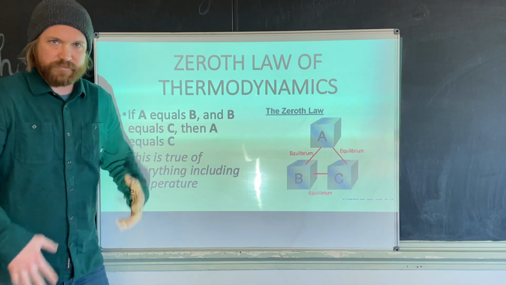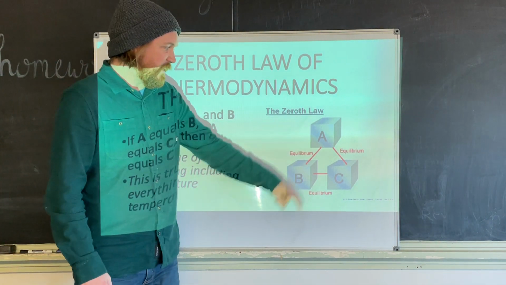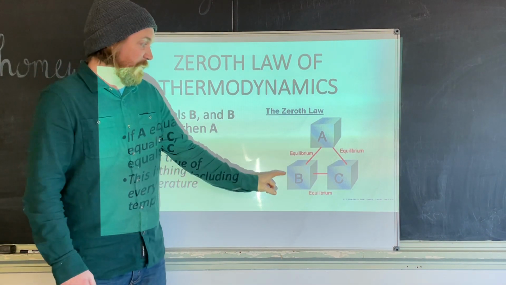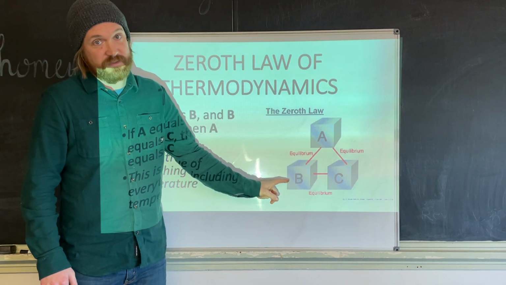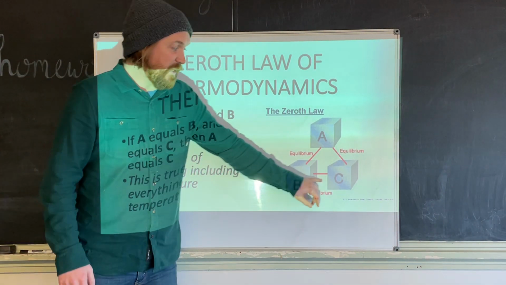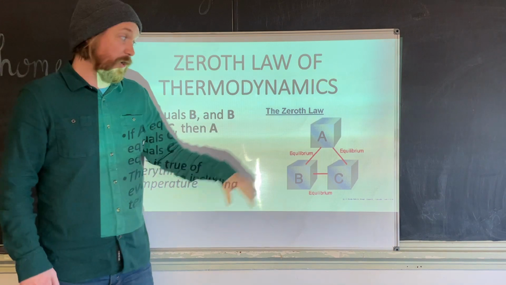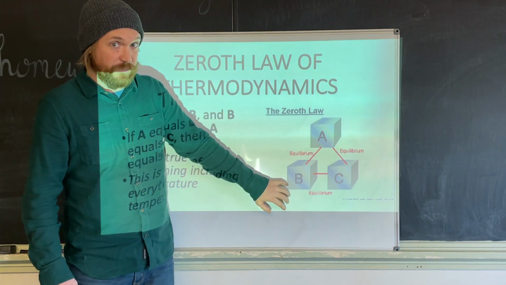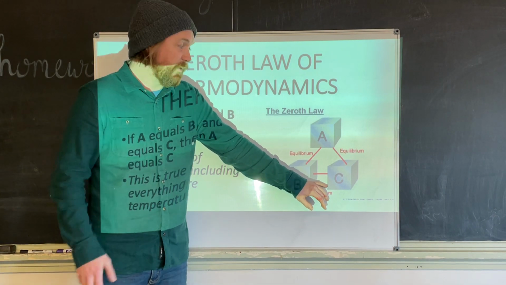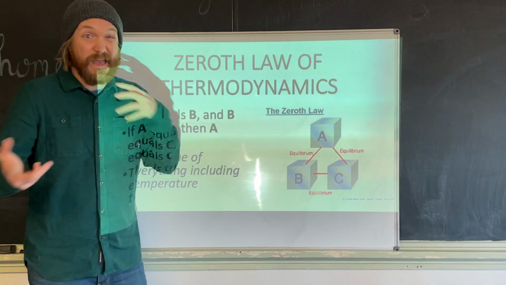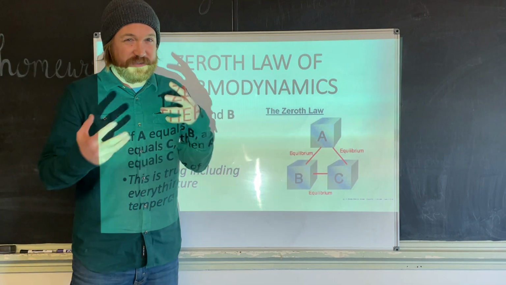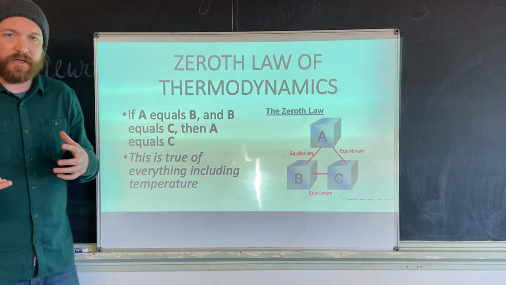It makes a lot of sense. Just think about it. Let's say A is 60 degrees. If A equals B, then B is 60 degrees. Now, if B equals C, we already know that A and B are both 60 degrees, so C is 60 degrees. That means that A and C are both 60 degrees, which means that they equal each other.